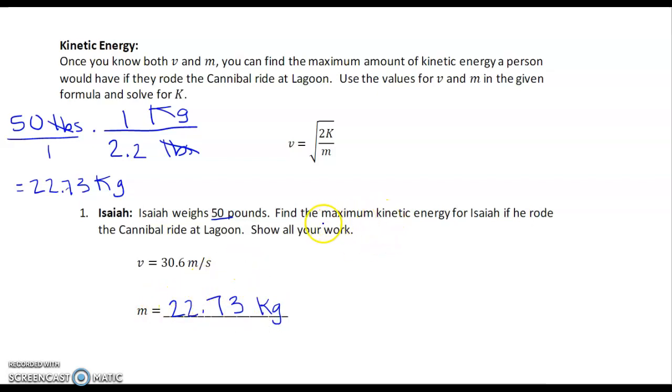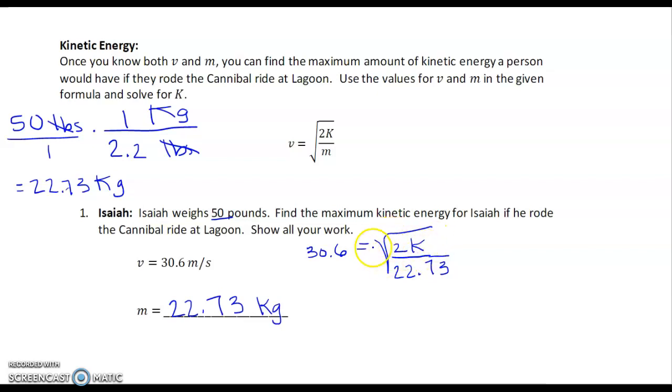Next we need to find the maximum kinetic energy. What we're going to do is plug these two numbers into this formula and solve. So we'll plug 30.6 in for V. We don't know K, that's what we're trying to figure out, and the mass is 22.73. So here we want to solve for K. How do we solve for K?